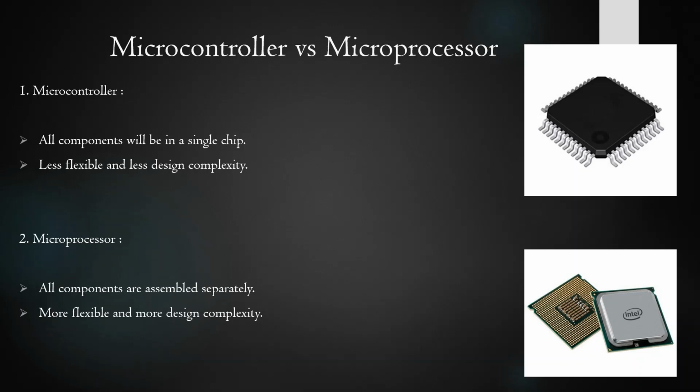Okay, so microcontroller and microprocessor. The difference here: in a microcontroller, all components are on a single chip. This is the single chip microcontroller, less flexible and with less design complexity. And in the second, the microprocessor, all components are assembled separately, and it is more flexible with more design complexity.